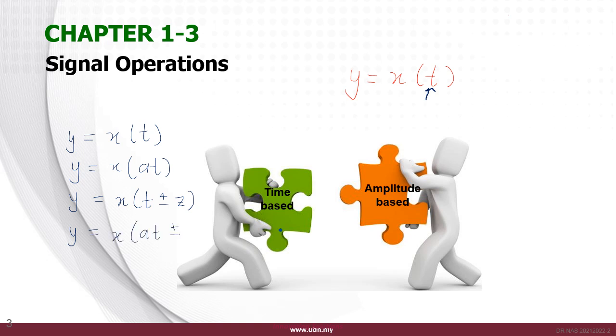And for an amplitude-based equation, you notice there are additional parameters outside the bracket, for example, y equal to a x(t), or maybe y equal to a x(t) plus or minus c. So there are no changes inside the bracket.